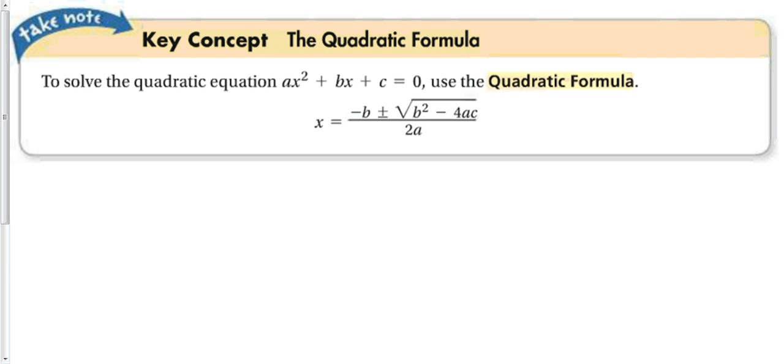So, as long as we have a quadratic equation that is of the form ax squared plus bx plus c, and is equal to 0. That's important. It always must be equal to 0. If we want to solve it and we can't factor it, we don't have a way to graph it, we don't want to complete the square, we can use the quadratic formula, which is x is equal to negative b plus or minus the square root of b squared minus 4ac, all over 2a.